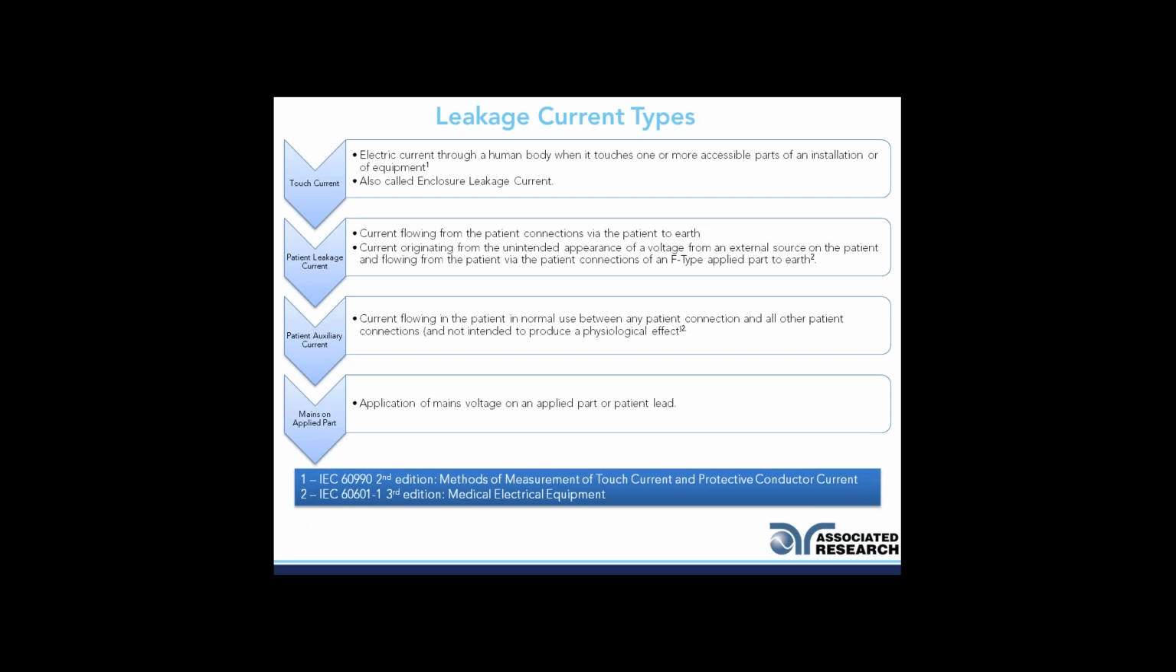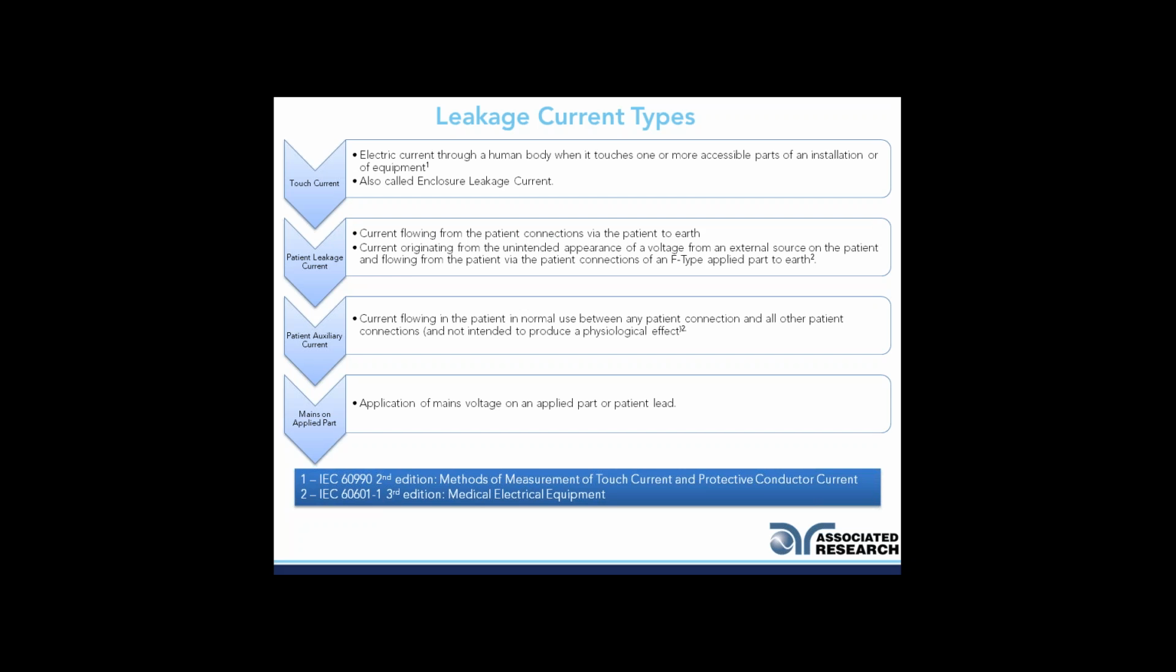What touch current basically means is when a person comes in contact with the housing of your equipment or any accessible part of your equipment, what is the leakage current that will flow through the person? This is also known as an enclosure leakage. As you could tell, enclosure leakage would be anything that's the housing or any accessible part of your equipment.